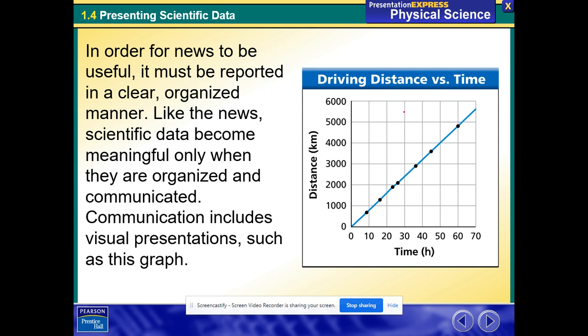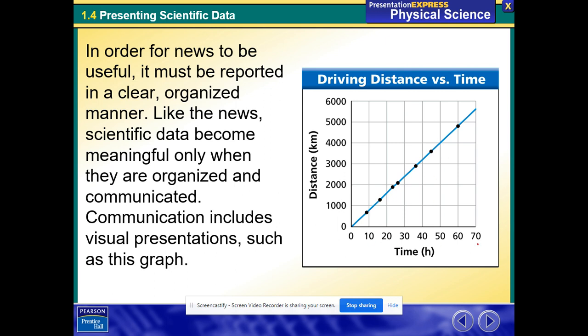Hopefully you've done graphs before, either in junior high or middle school. So let's go ahead and go through what this graph is showing. This graph is showing driving distance versus time. Notice that it has a title. Titles are very important when it comes to graphing. There are also two axes that we plot data on.